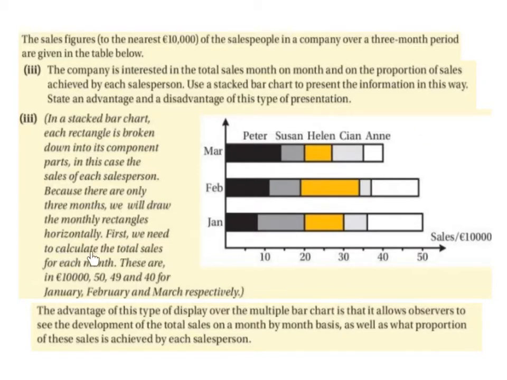First, we need to calculate the total sales for each month. These are, in €10,000, 50, 49 and 40 for January, February and March respectively. So if you add up all the sales for January, you'll end up with €500,000. So we can see January goes right the way across to 50, which represents €500,000. The advantage of this type of display over the multiple bar chart is that it allows observers to see the development of the total sales on a month-by-month basis, as well as what proportion of these sales is achieved by each person.